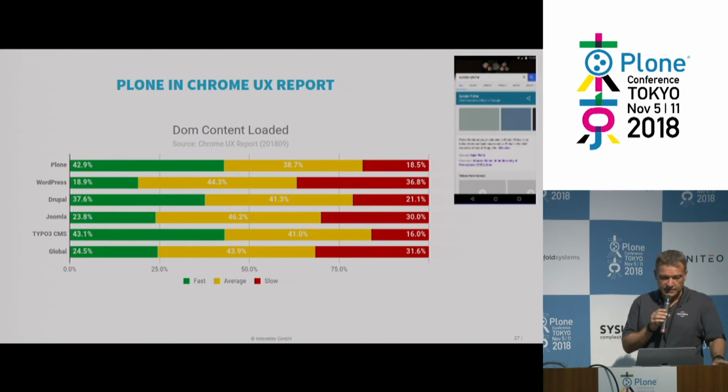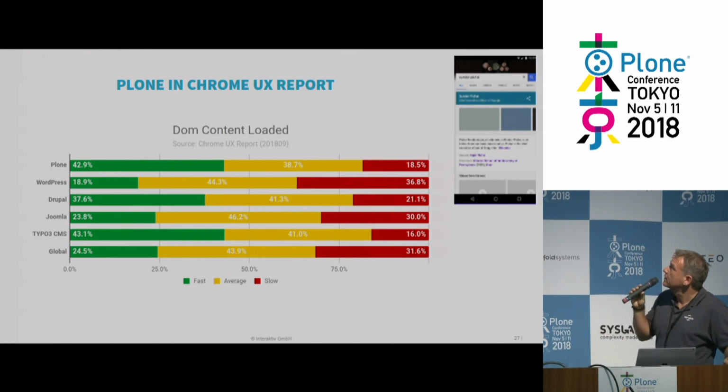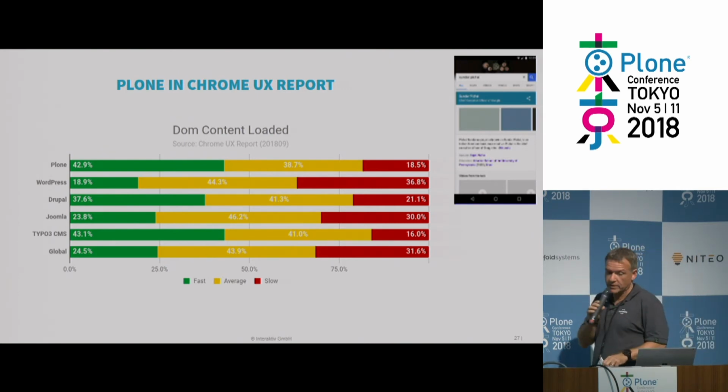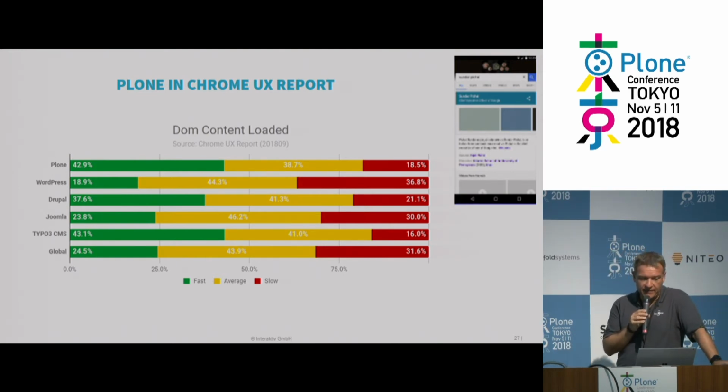So then, same idea for DOM content loaded. So everything on your page is loaded, I mean, your HTML is loaded, but your pictures are not loaded. We are with 42.9%, pretty good. For example, compared to WordPress, they only have 80% of their websites in the fast section and 33.8% in the slow section.